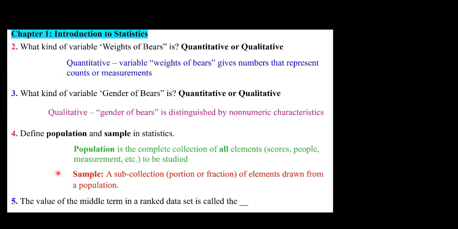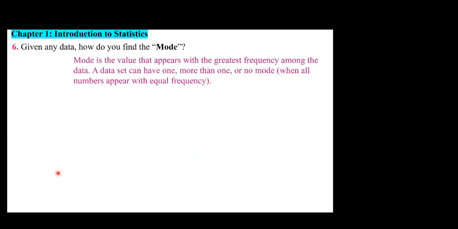The value of the middle term in a ranked data is called the median. How do you find the mode? Mode is the value that appears with the greatest frequency among the data. A data set can have one, more than one, or no mode when all numbers appear with equal frequency.